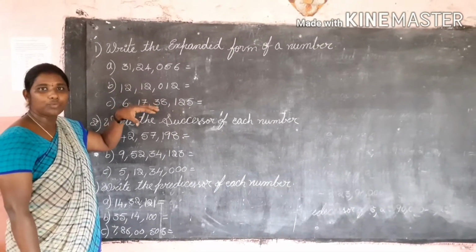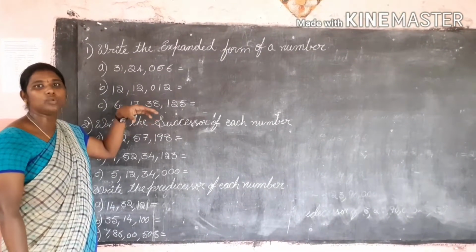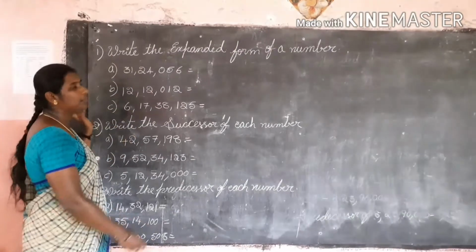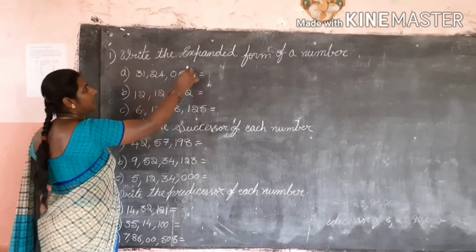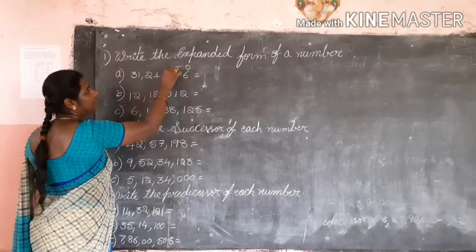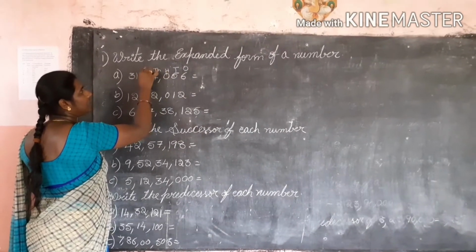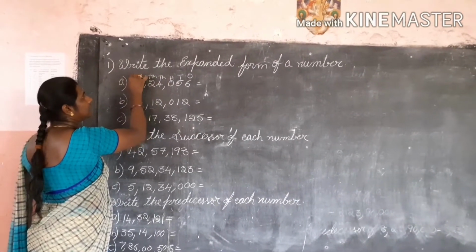First, what do we have to do? First, we have to write the place values of the number: ones, tens, hundreds, thousands, 10,000s, lakhs, 10 lakhs.